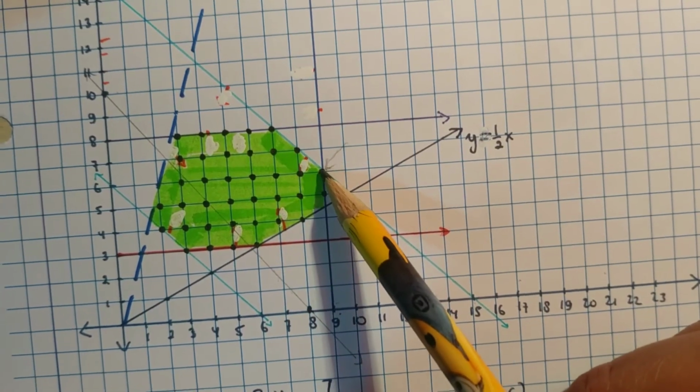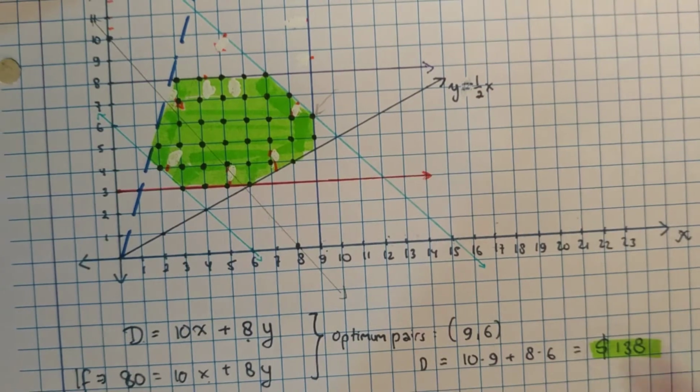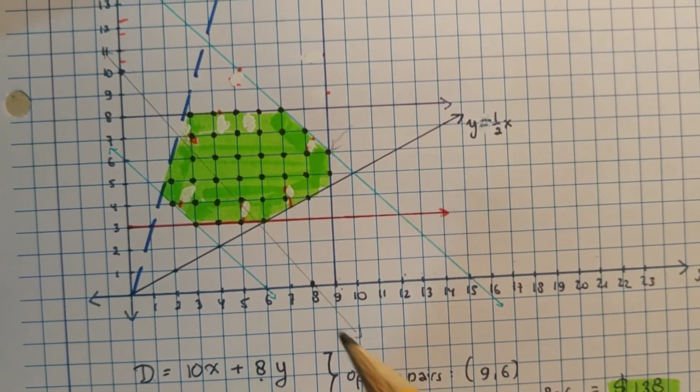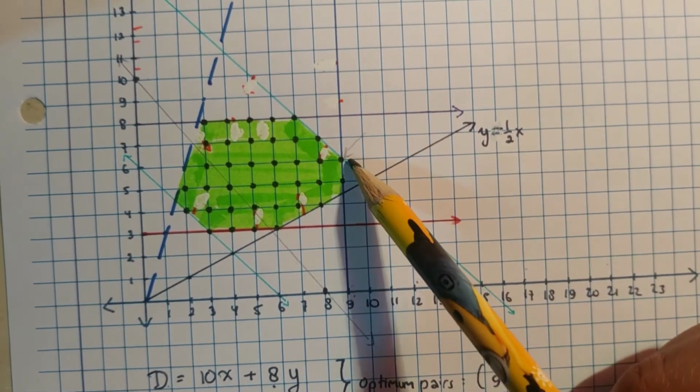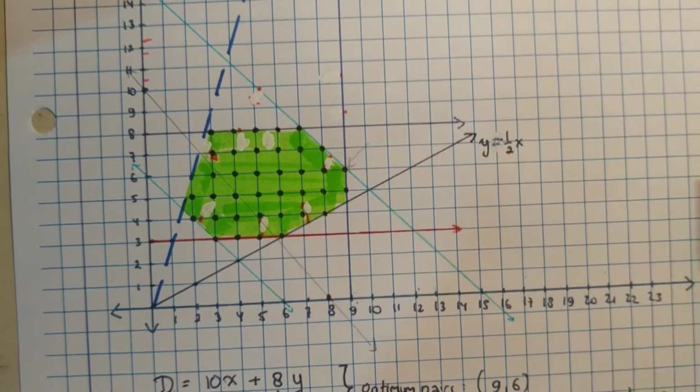So it will be greater than this one, this one, this one, this one. You can check. But again, since I'm using the testing line and I'm using it carefully, I can be certain that this is the optimum point.